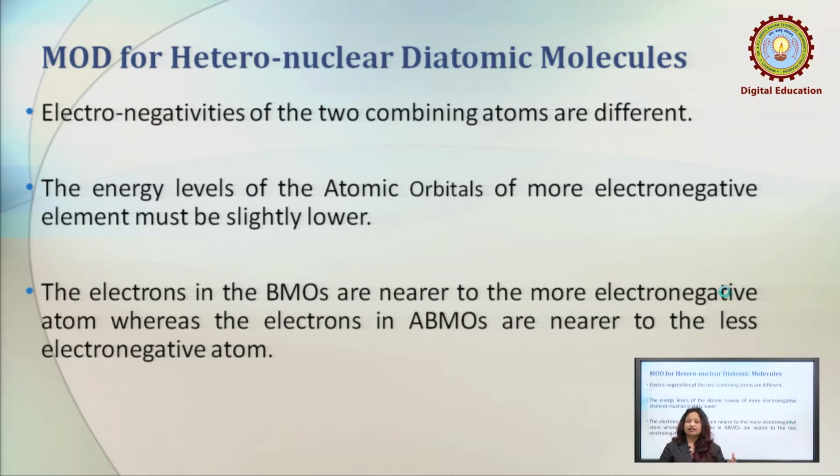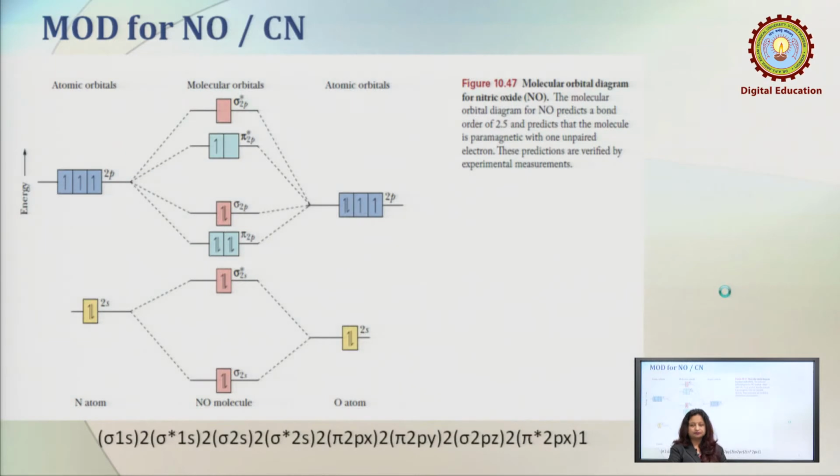Now, the electrons in the bonding molecular orbitals will come closer, will be nearer to the more electronegative atom, whereas the electrons in antibonding molecular orbitals will be nearer to the less electronegative atom. How is this possible? We will go ahead and see how it happens when we draw the molecular orbital diagram for heteronuclear diatomic molecules.